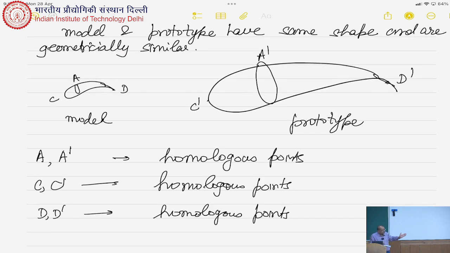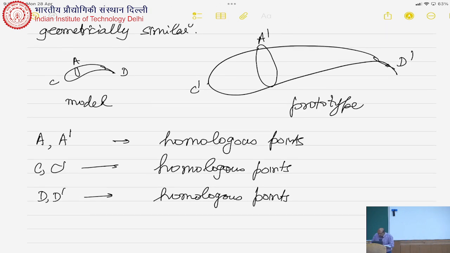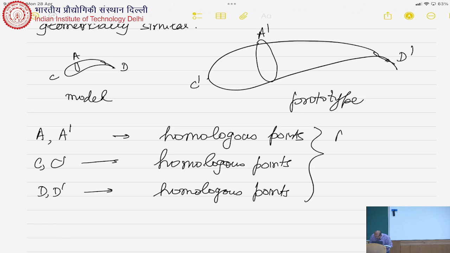So all the corresponding points which are at similar locations, we call them homologous points on the model and the prototype. And obviously, if these are similar, then AC upon A prime C prime has to be equal to AD upon A prime D prime, etc., etc. All these corresponding points, when I look at the corresponding arc lengths, the ratios have to be equal. So, and the shapes have to be geometrically similar.